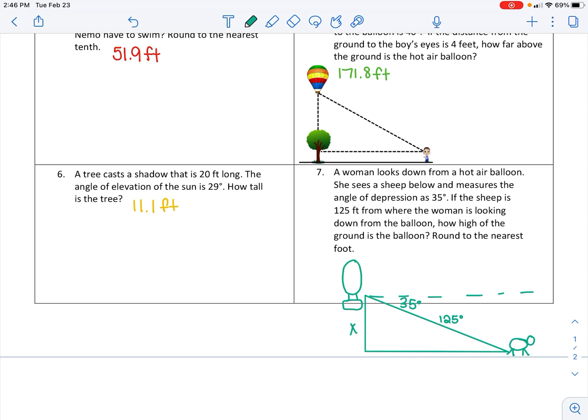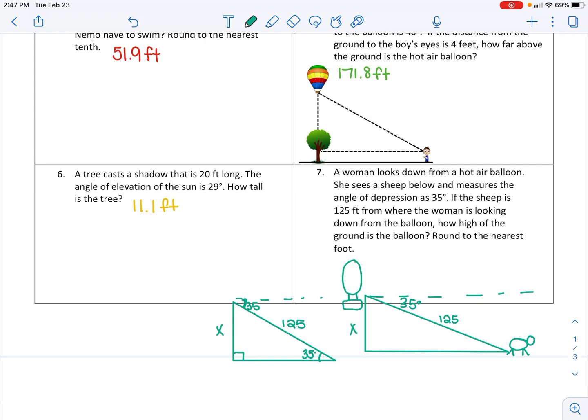So again, I'm going to go ahead and pull out that triangle. And I'm going to say, okay, well, we have x. I don't know why I put 125 degrees. Just 125 here. And we have a 35-degree angle up here. But don't forget that this angle, the 35-degree angle, and this bottom right angle are always congruent because those are alternate interior angles.